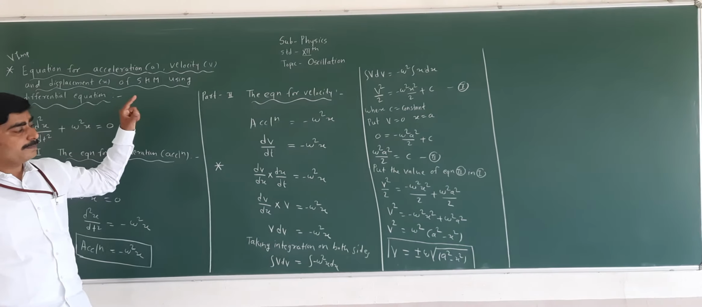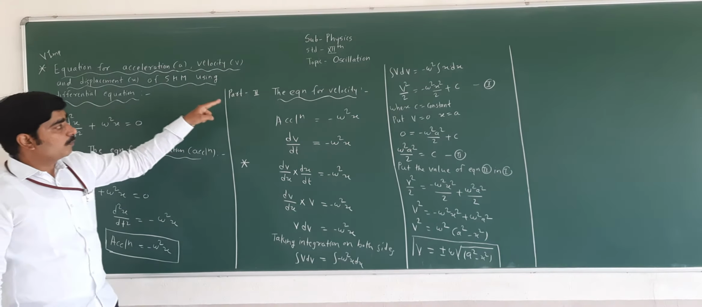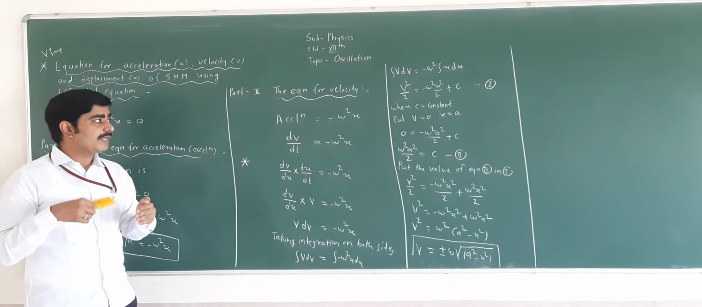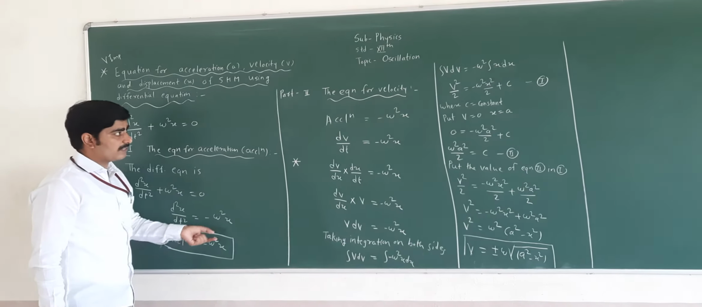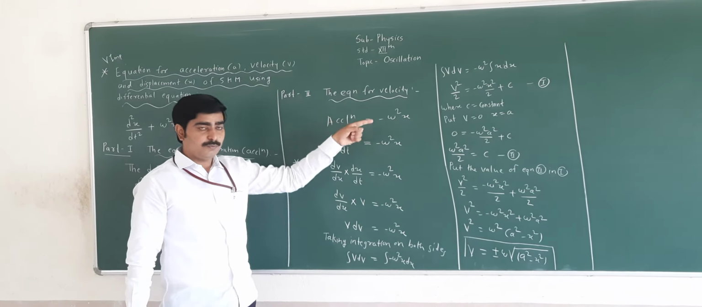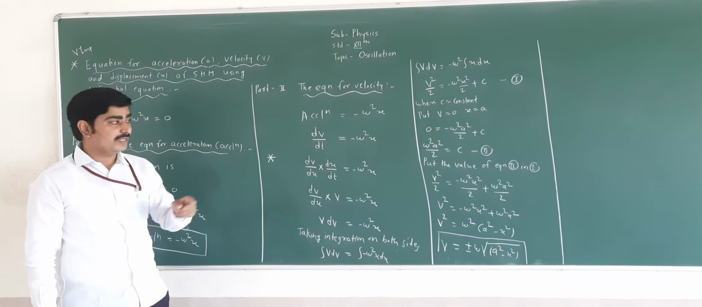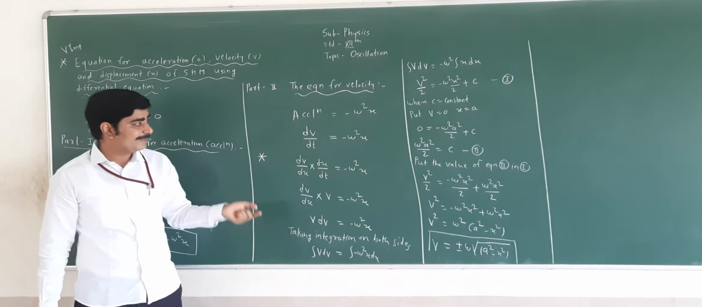So we have completed part 2. Again I am going to explain this part. Part 2, the equation for velocity. So the equation will begin from the acceleration. What is the equation for acceleration? Minus omega square into x. So acceleration is equal to minus omega square into x. What is acceleration? The rate of change of velocity. So dv upon dt is equal to minus omega square into x.